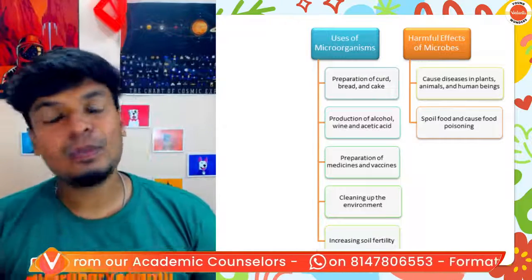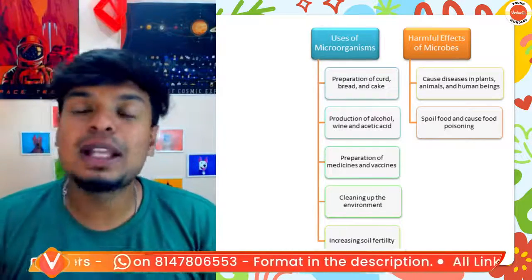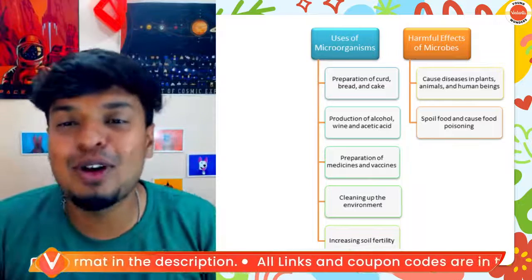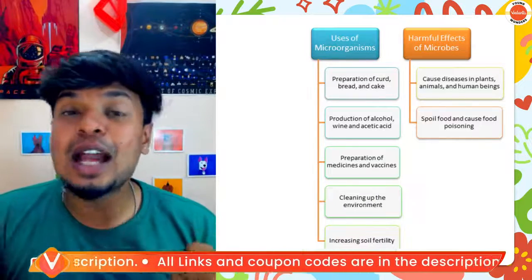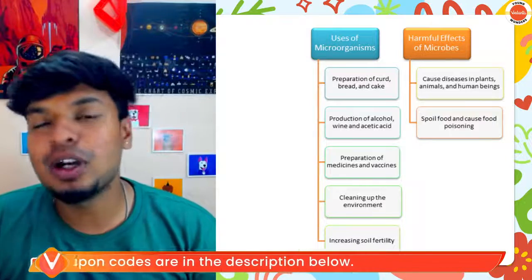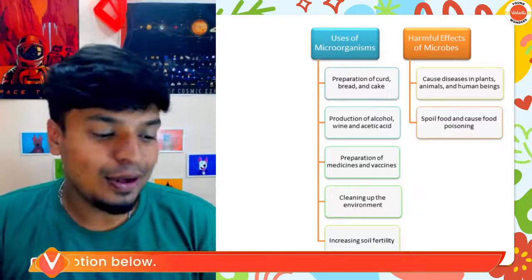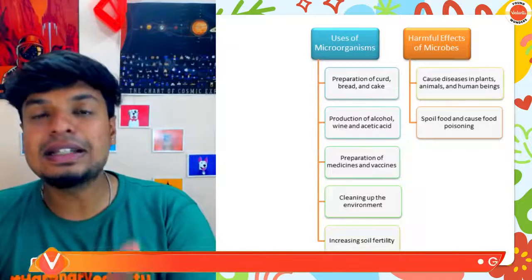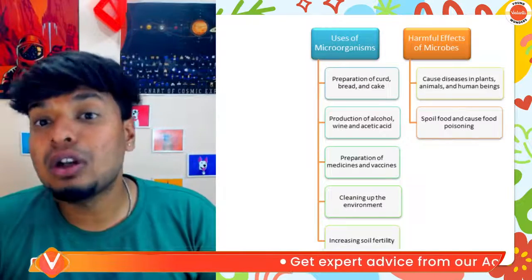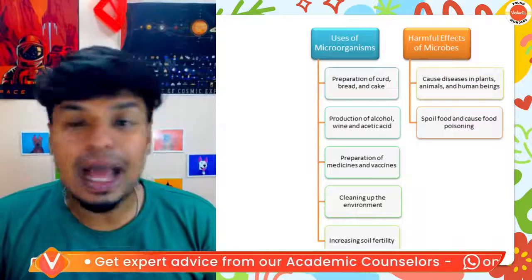Okay, so microorganisms are also used in many places, guys. For example, for making curd, bread, cake, everything we use microorganisms, right? Lactobacillus bacteria is used for curdling of milk to make it into curd. Yeast is used for making cakes. So all of these are microorganisms. Yeast is a type of fungi, guys. Production of alcohol, again, yeast is used for fermentation for making alcohol.